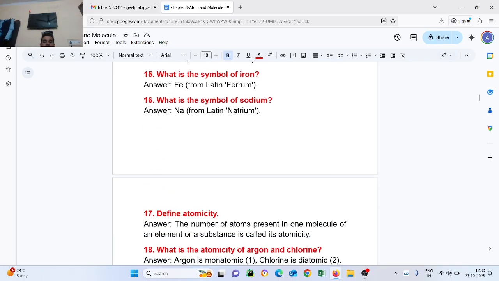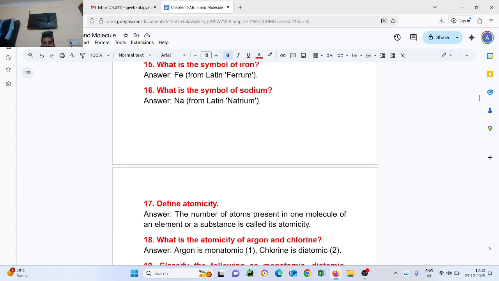Question number 17. Define atomicity. The number of atoms present in one molecule of an element or substance is called its atomicity.